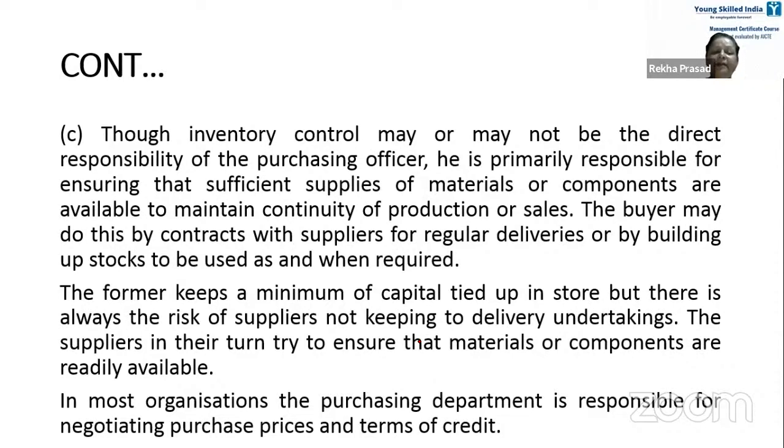The buyer may do this by contracts with suppliers for regular deliveries or by building up stock to be used as and when required. If you see the buyer is very regular, then naturally, and in case there's something, you have some alternative suppliers. If the buyer sees that the supplier is very regular, then accordingly it might not keep a very big stock with itself, because whenever the things are required, it is arriving. So that has been the past history of the supplier.